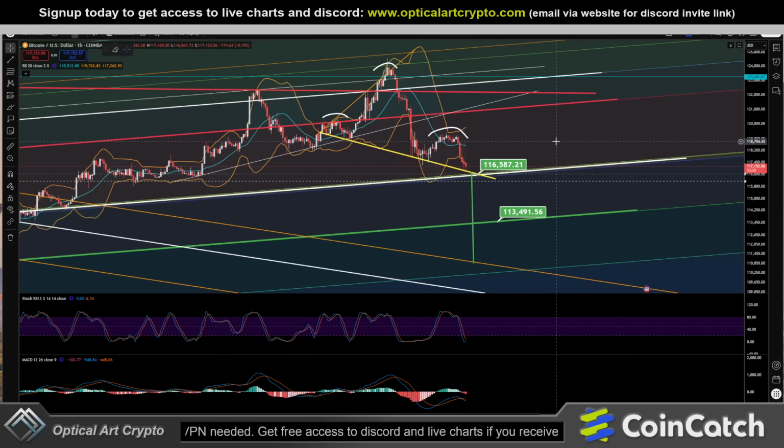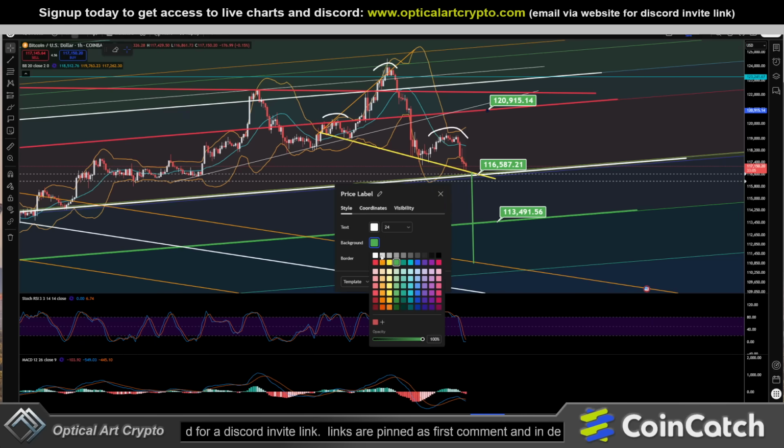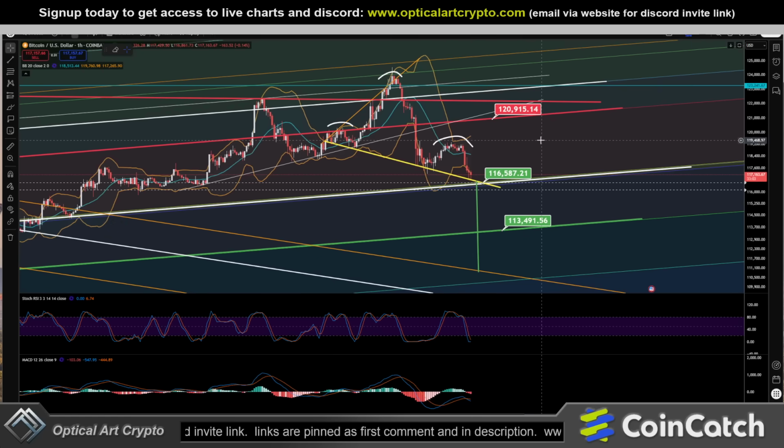116,587 would be the point to chance a long along with the stop below. Obviously, if we get below this and that becomes resistance at 116,500, then you probably want to short to at least 114,000, because if 114,000 breaks, then it's game over and you have a lot more downside. So your next resistance level just above, guys: if we push back up, look for a potential point to short around 120,915, and your next resistance level is 122,900.